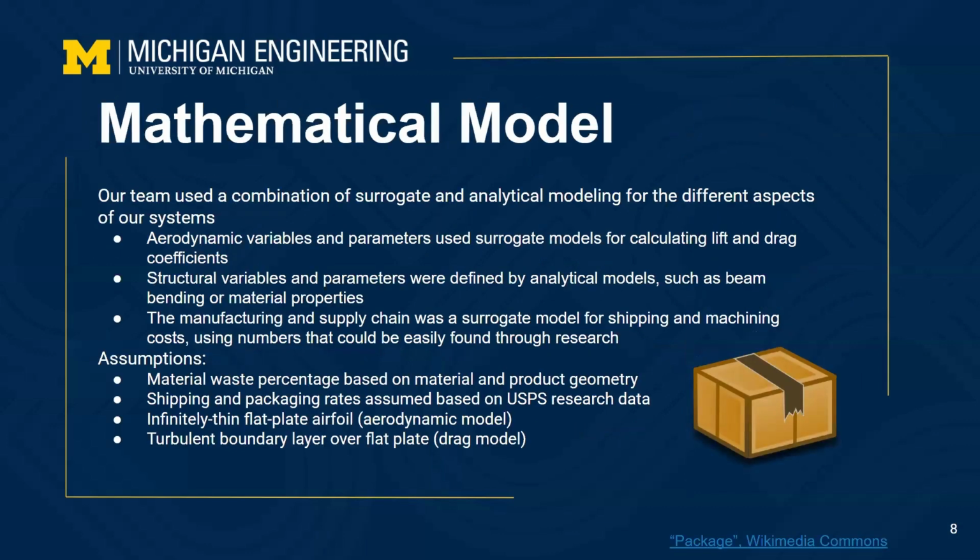Our team used a combination of surrogate and analytical modeling for the different aspects of our systems. Surrogate and analytical modeling was used for aerodynamic variables and parameters. Analytical methods were used to determine structural variables and parameters. Manufacturing and supply chain used a surrogate model for shipping and machining costs found through research. Assumptions on material waste, shipping, and packaging were based on research as well. Infinitely thin flat plate airfoil and turbulent boundary layer measurements were found through aerodynamic and drag models.